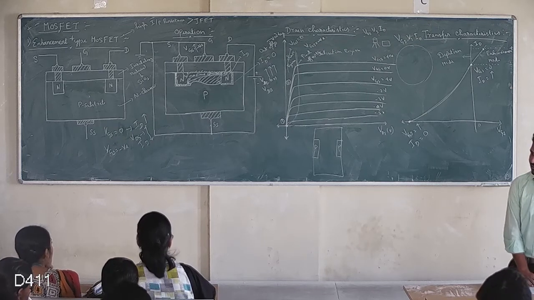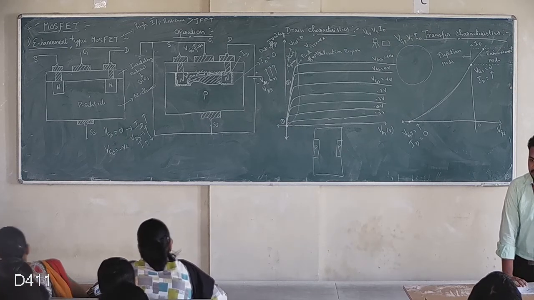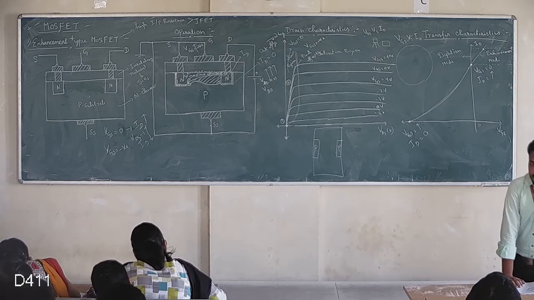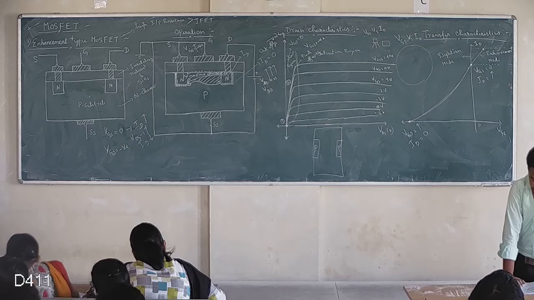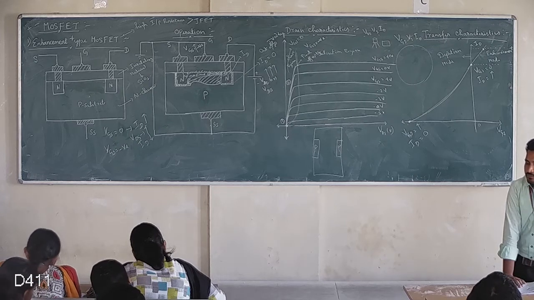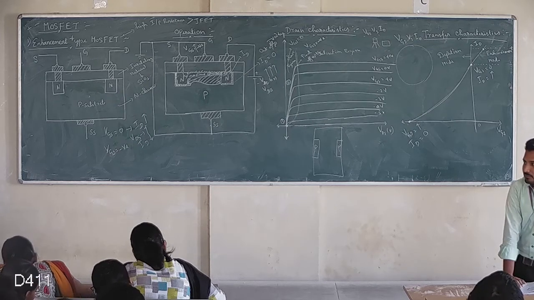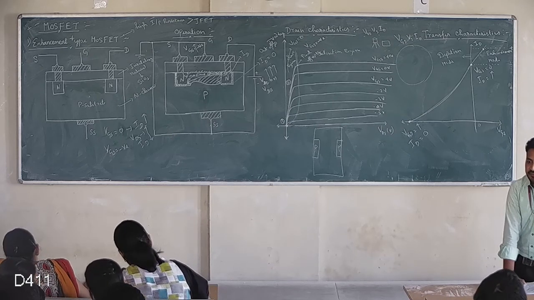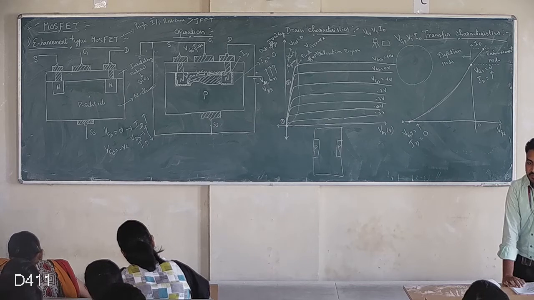So, drain characteristics of FET. First point, first region: VGS equal to VDS equal to 0.